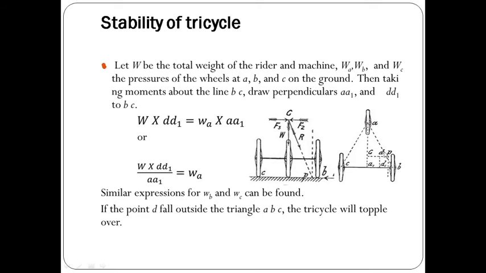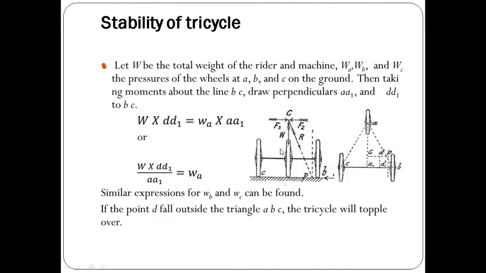Now if you look, this point D will be outside of the triangle ABC. Assume that a frame is made in such a way that when the rider sits on a tricycle, the weight, or center of mass, will be falling outside of the triangle ABC. In that case, the bicycle will be statically unstable and will topple over.